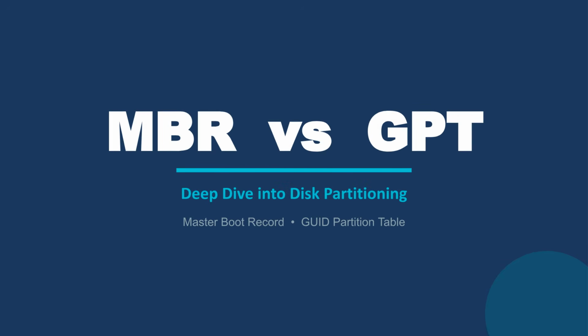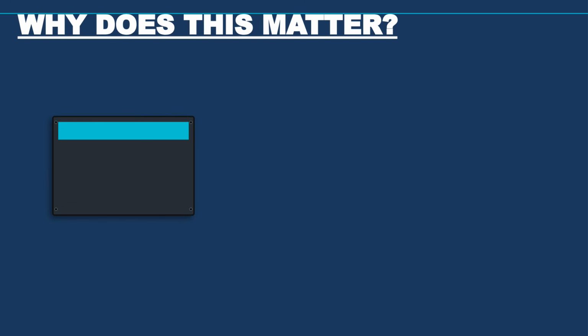Welcome to this deep dive into disk partitioning, where we explore the differences between MBR, the master boot record, and GPT, the GUID partition table. Why does disk partitioning matter?